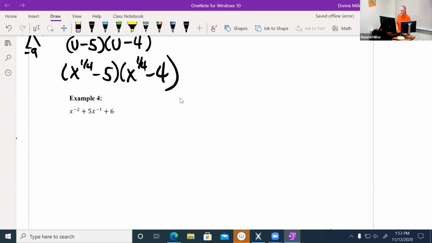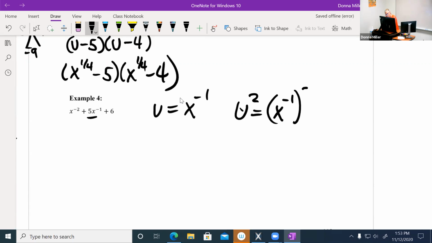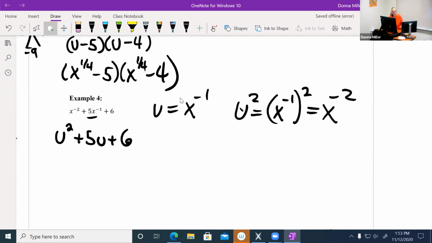All right. So again, it's got 3 terms here. This next example, I'm thinking, well, what should u be? U should be whatever that middle term is. So u should be x to the -1. All right. So this should be my u. U equals x to the -1. Because think about it. If I square u, again, you multiply the exponents, so it's x to the -2, right? So the first term is u squared, okay? So I get u squared plus 5u plus 6, right? And there we go, okay?